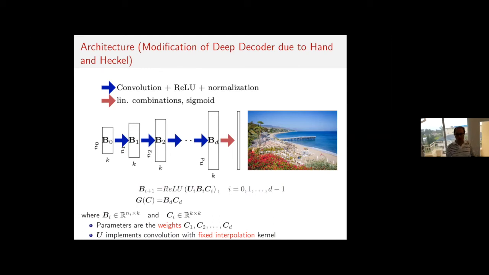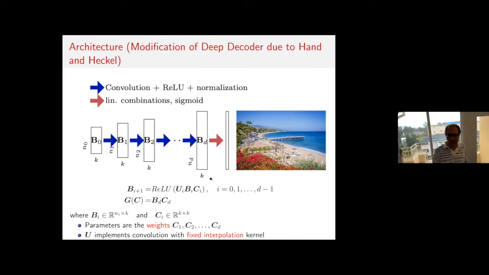So what is the relationship to prior work? You can think of this as the decoder portion of the network. In the original deep image prior, there was a decoder and then there was an encoder. So you would go up and then you would come down again, right?